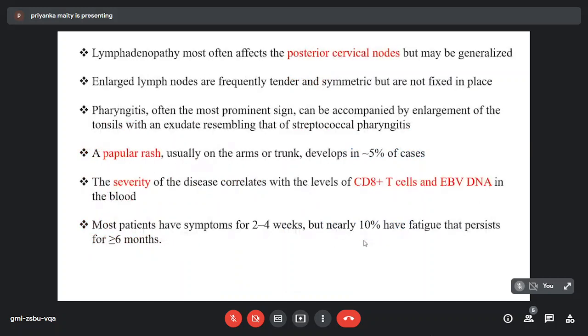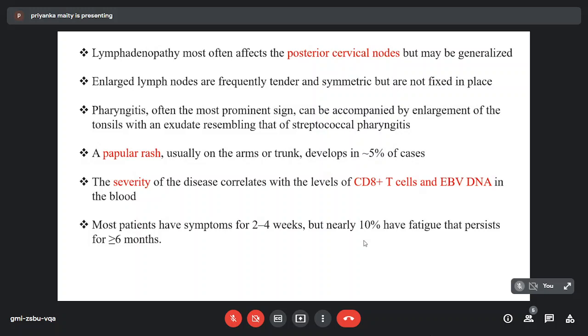Lymphadenopathy most often affects the posterior cervical nodes but may be generalized. Enlarged lymph nodes are frequently tender and symmetric but are not fixed in place. Pharyngitis, often the most prominent sign, can be accompanied by enlargement of tonsils with an exudate resembling that of streptococcal pharyngitis. A papular rash, usually on the arms or trunk, develops in 5% of cases.